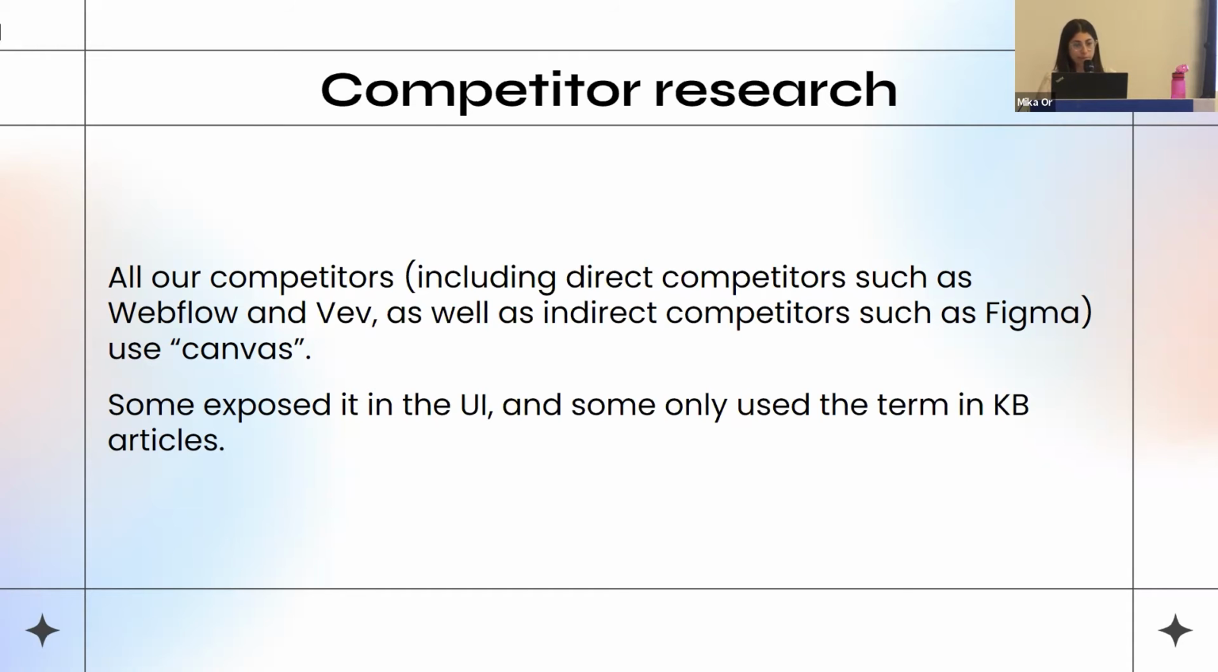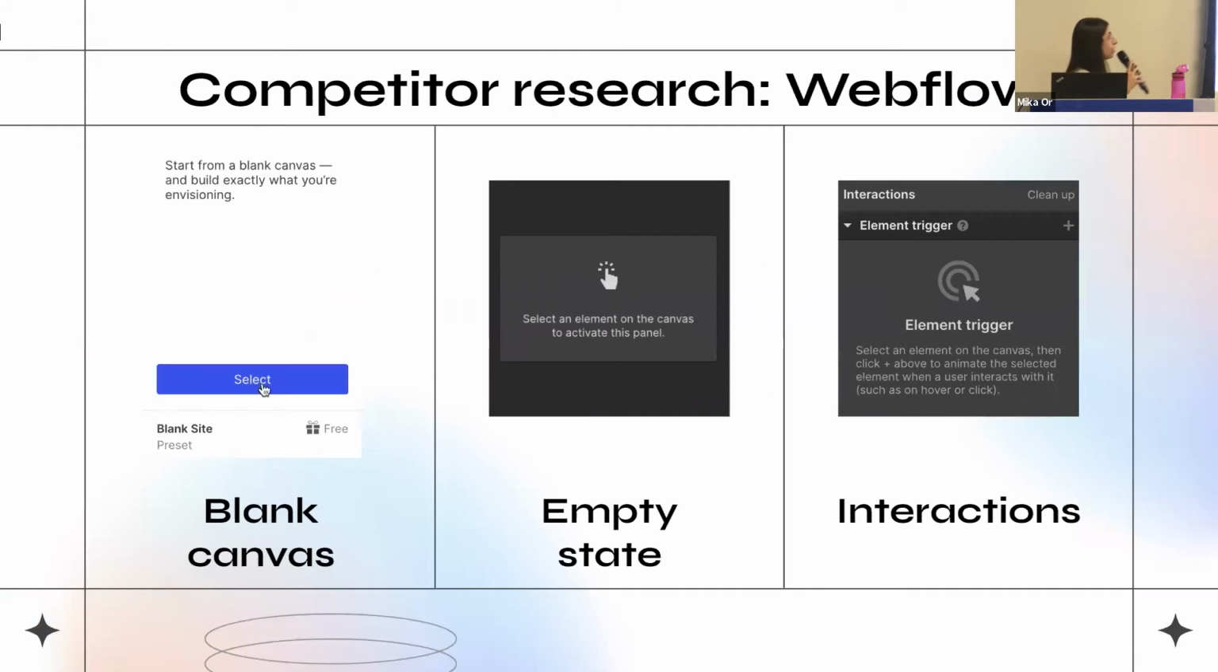So here are some examples from my competitor research. These are a few screenshots from Webflow. You can see they call their blank site template blank canvas. You can also see that in the empty state of their inspector panel, they tell you to select an element on the canvas to activate the panel. And also in interactions, they ask you to choose an element on the canvas.